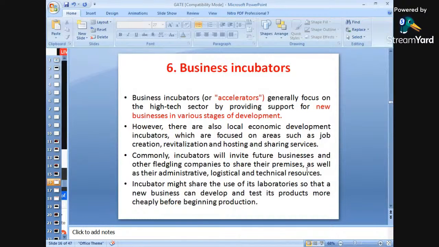Incubators might share the use of their laboratories so that a new business can develop and test its products more cheaply before beginning production. That means we can use the laboratories for various tests before the product is approved or launched in the market. So these laboratories can be used for initial tests of a project.